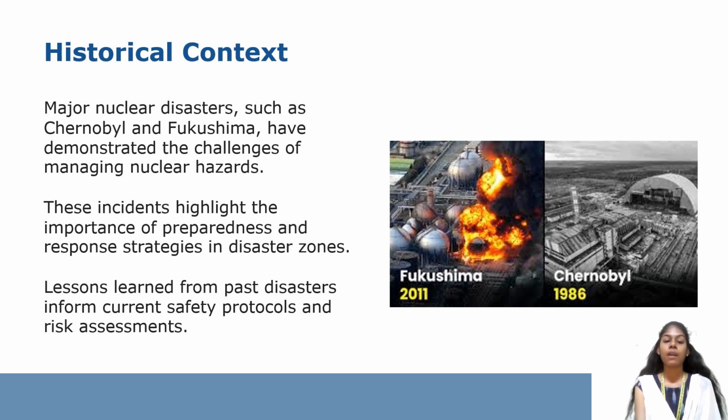Historical context. Major nuclear disasters such as Chernobyl and Fukushima have demonstrated the challenges of managing nuclear hazards. These incidents highlight the importance of preparedness and response strategies in disaster zones. Lessons learned from past disasters inform current safety protocols and risk assessments. And here we can see the pictures of the Fukushima disaster in 2011, and the other one that occurred in 1986.